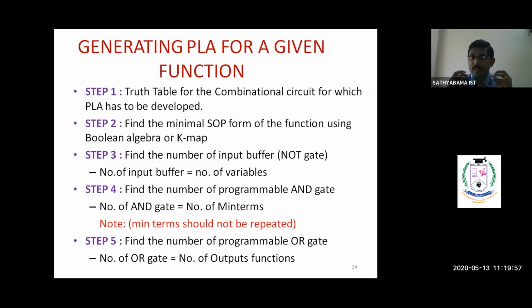That means we have to find out the Boolean expression. After that, how many variables we are using in that expression will define the number of inputs to the PLA, how many product terms we have will decide the number of product lines, and how many output variables we get will decide the number of output lines. Okay, so this is the way we design the PLA.